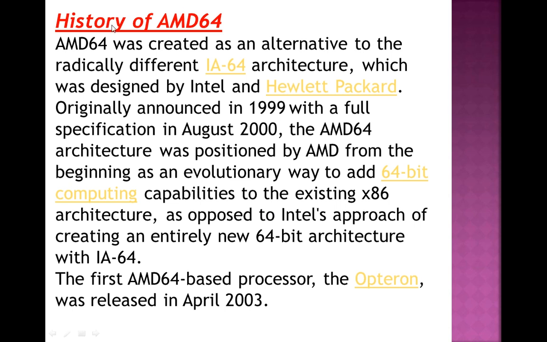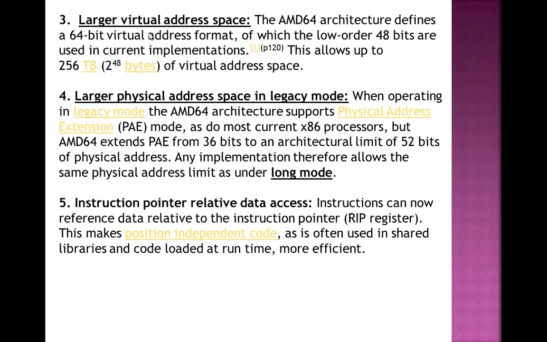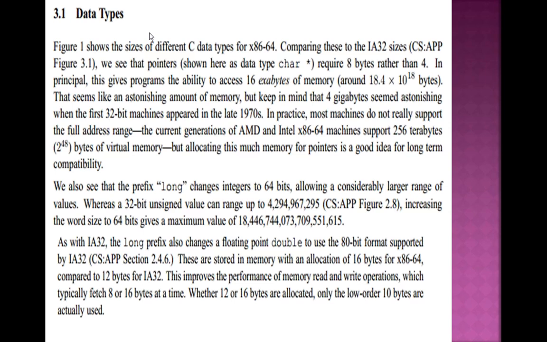Then we also discussed the history and how AMD developed the x86-64. Then we discussed the architecture, the internal part of the x86-64. Then what are the features that the x86-64 provides. There are multiple features; we have considered only 5 features: a large physical address, a large virtual address, additional registers, and 64-bit integer capability.